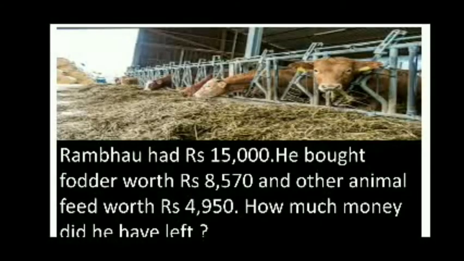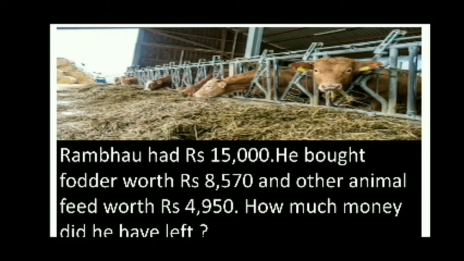Our next word problem. Rambhau had rupees 15,000. He bought fodder worth rupees 8,570 and other animal feed worth rupees 4,950. How much money did he have left?